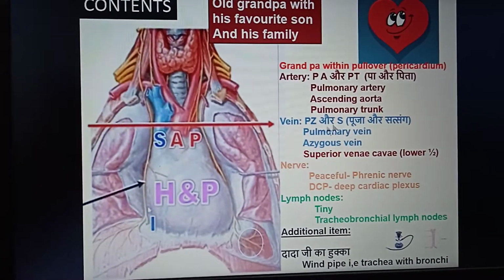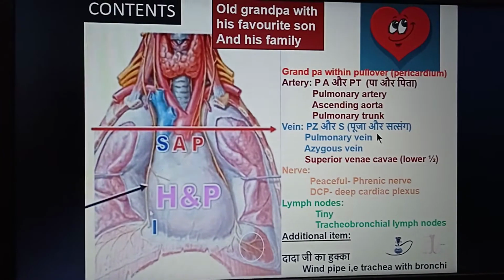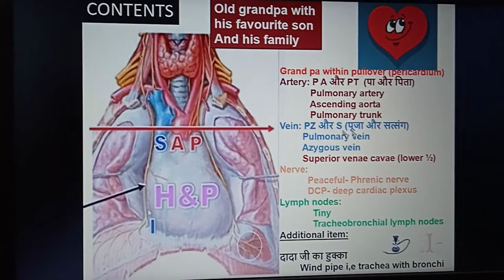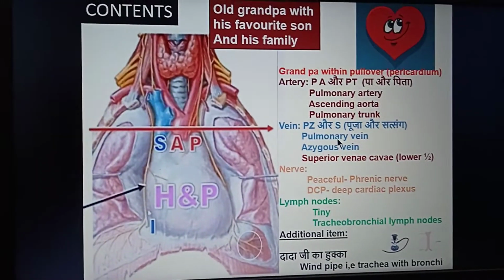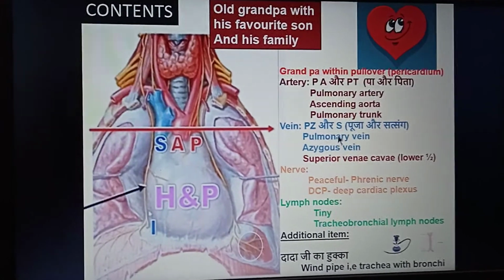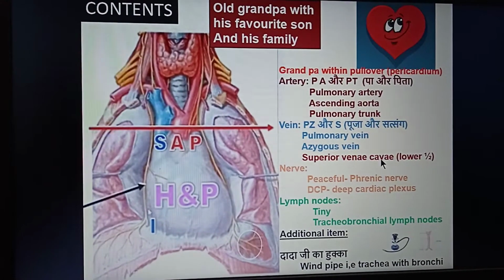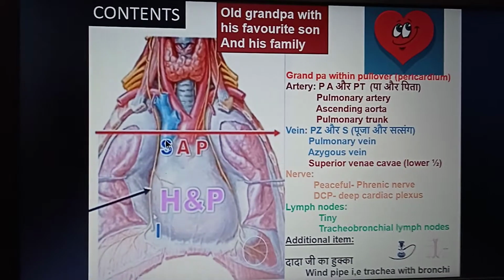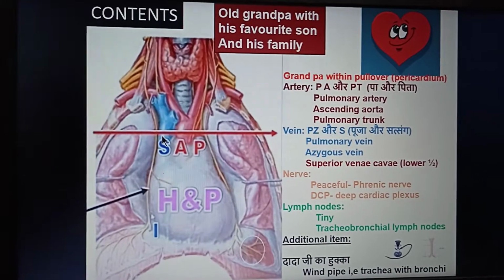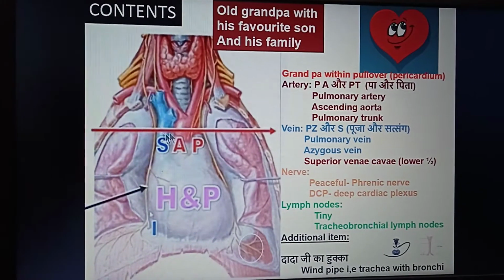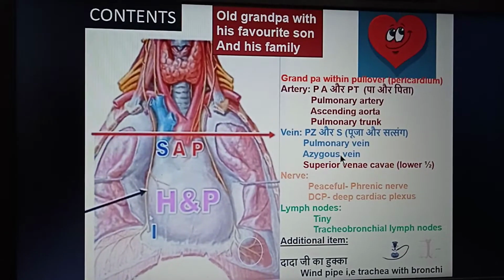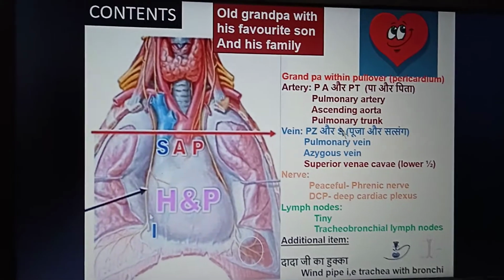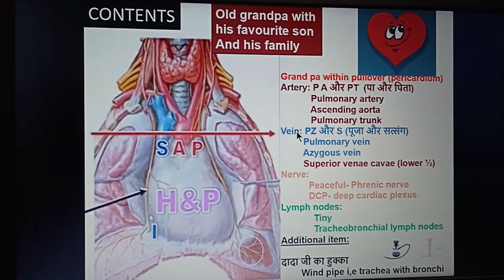And the vein, that is the wife, always indulges in puja and satsang, a very honest wife. So pulmonary vein, Z, azygous vein, and satsang is the superior vena cava lower half. Here you can see this is the superior vena cava lower half, where my cursor is going, okay. And also there is the azygous vein and pulmonary vein. They come under the contents of the middle mediastinum under the heading of vein.